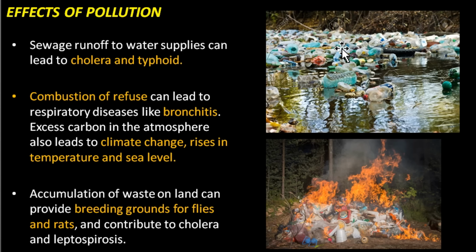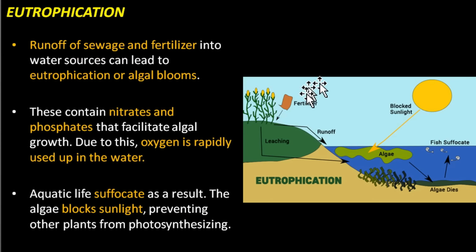could live there, they could feed on any trash here, and they could breed here, and this could contribute to higher incidences of cholera and leptospirosis. Runoff of any sewage or fertilizer into water sources can lead to eutrophication or algal blooms. Basically, this is the overgrowth of algae. So fertilizers contain nitrates and phosphates, and these facilitate algal growth.